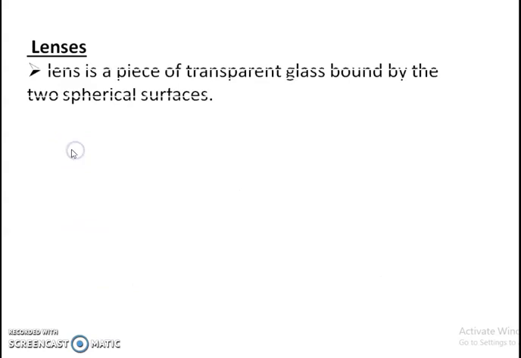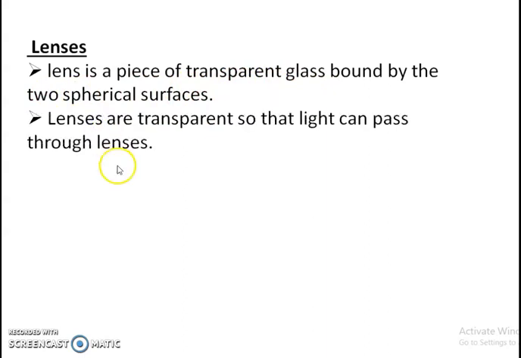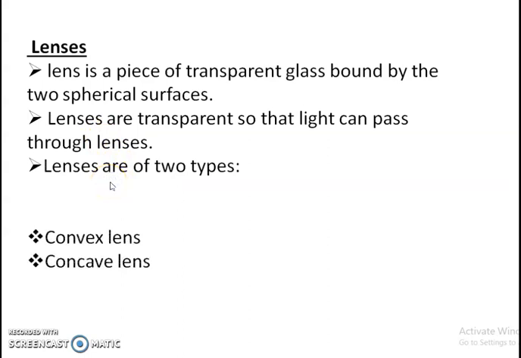Next, we are going to learn about the lenses. A lens is a piece of transparent glass which is bound by two spherical surfaces. So in the lens, the light can easily pass through them. Depending upon that, we classify them into convex lens and concave lens.